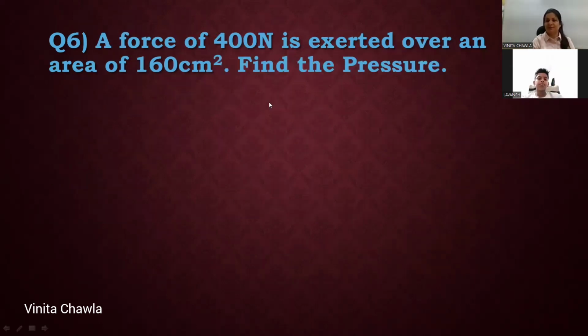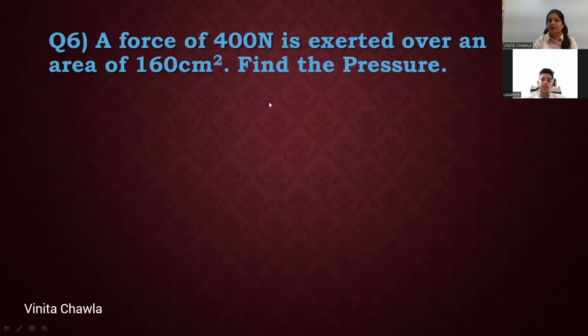Now read this question. A force of 400 Newton is exerted over an area of 160 centimeter square. So force is given and it's 400 Newton, and area is 160 centimeter square. Area is 160 by 10,000. So we can cut the zeros. 16 by 1,000 meter square. And then we'll find the pressure by dividing these two.